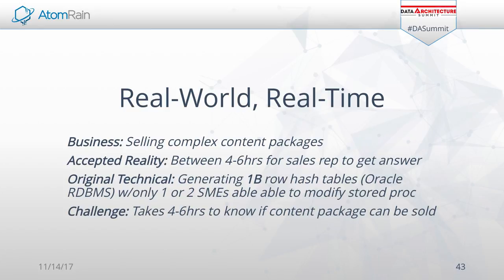One scenario that I was involved with, they were selling complex content packages. Each piece of content can have different rights related to the region it can be distributed in, whether it's exclusive, the time that it can be distributed, and so on. There are hundreds of thousands of attributes, and almost every piece of content in this type of business has a very dynamic set of attributes because you're trying to get a deal done with different playout facilities that will actually be showing the content. In this scenario, they had a highly optimized Oracle solution where they were generating billion-row hash tables, and there were only 1 or 2 subject matter experts in the world who could modify that stored procedure without breaking the whole thing. As a business, that's a terrible place to be in from a risk perspective.